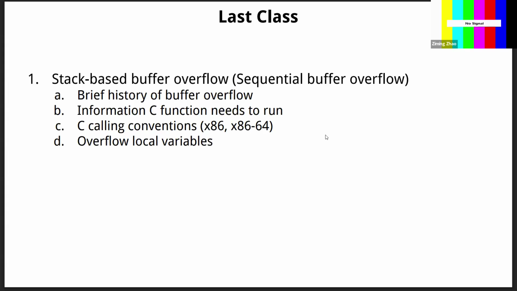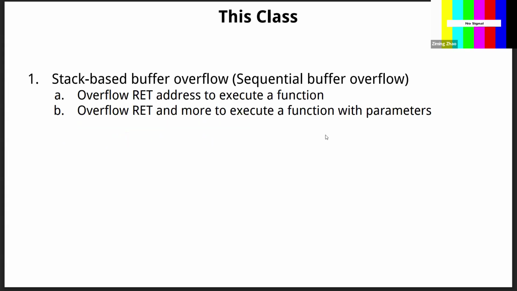We talked about the brief history of buffer overflow, information, the C functions we need to execute, and several C calling conventions. Here you need to pay attention to 32-bit and 64-bit. In 32-bit, we use the stack to store the parameters. In 64-bit, we use registers. Then I showed you multiple examples of overflowing local variables.